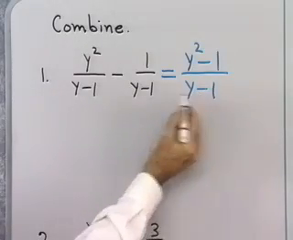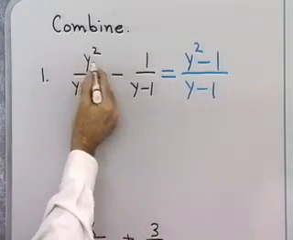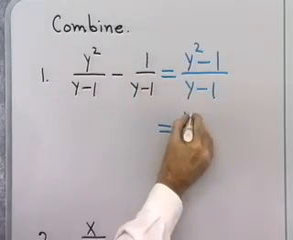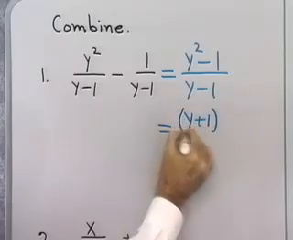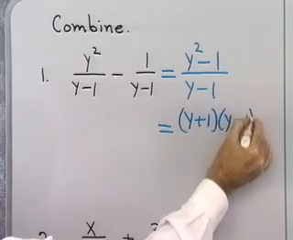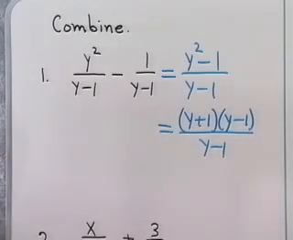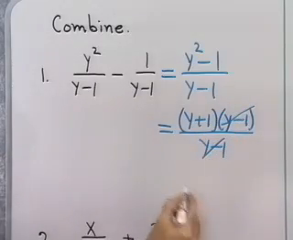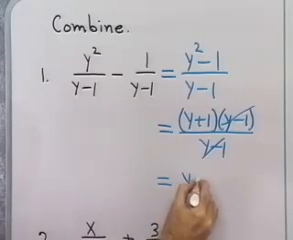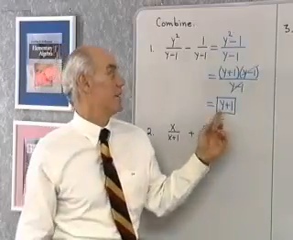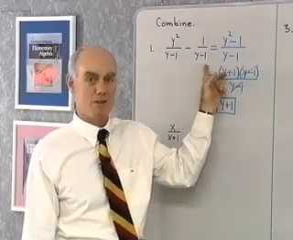So there's my y minus 1, that's the common denominator, and I had y squared minus 1 for the numerator. Next we reduce to lowest terms if we can, y plus 1 times y minus 1 when I factor the numerator, all divided by y minus 1. Divide out this common factor y minus 1 from the numerator and denominator. What's left is y plus 1. So y plus 1 is the difference of these two rational expressions right here.